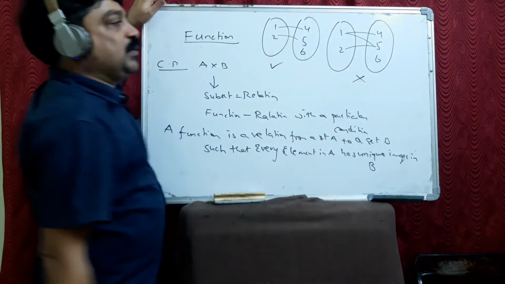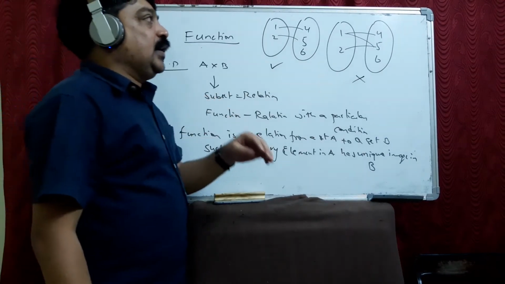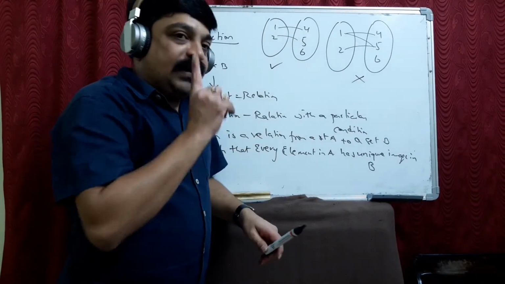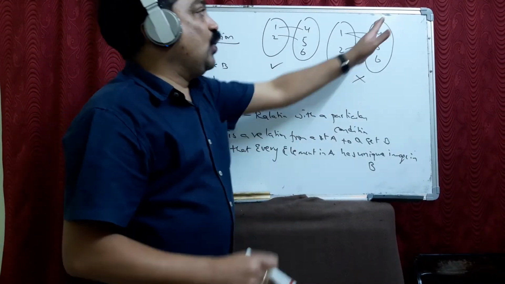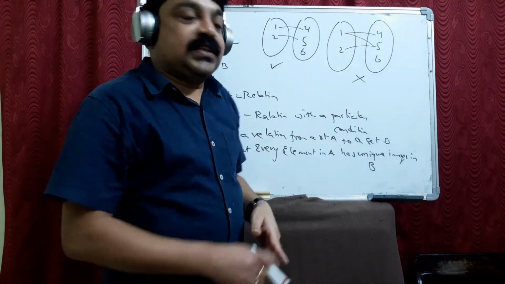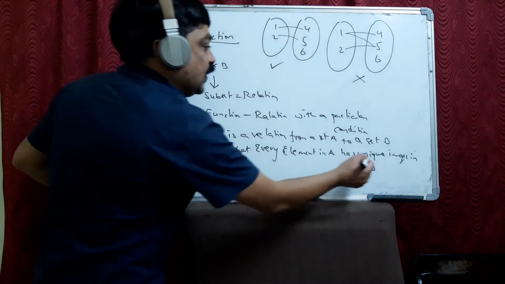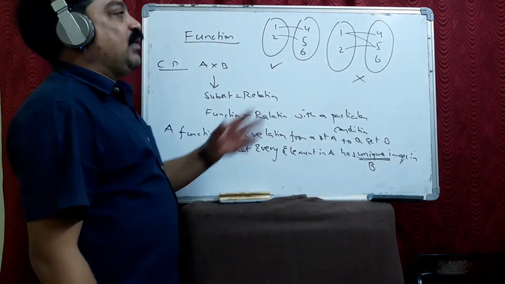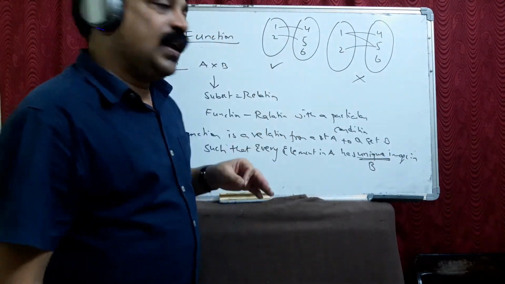Now, 1, 2, 4, 5, 6. This is not a function because every element in A is participating, but one is having two images. So every element in A should have only one image here. These are images, these are the elements. Every element in A should have a unique image in B. One is having two images, so it is not a function.